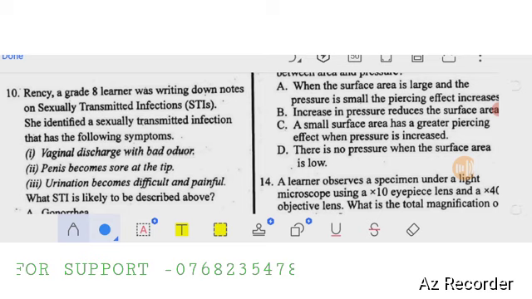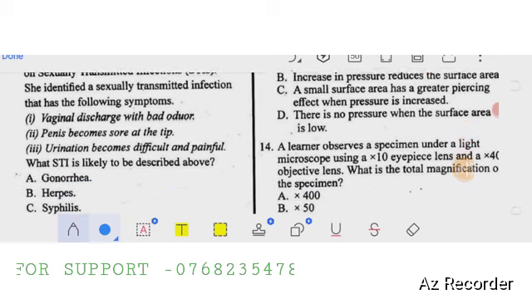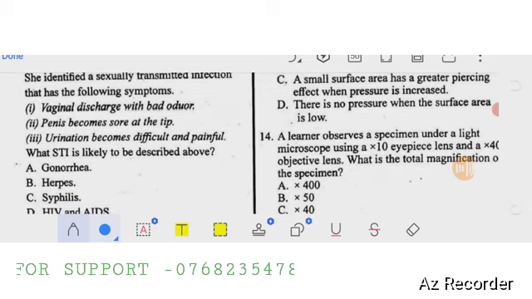A grade 8 learner was writing notes on sexually transmitted infections. She identified a sexually transmitted infection that has the following symptoms. A. Vaginal discharge with bad odor. This is in female. This is a topic on sexually transmitted infections. Penis becomes sore at the tip. Then urination becomes difficult and painful.